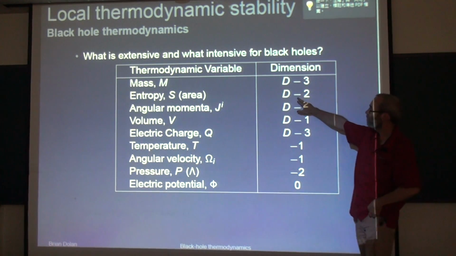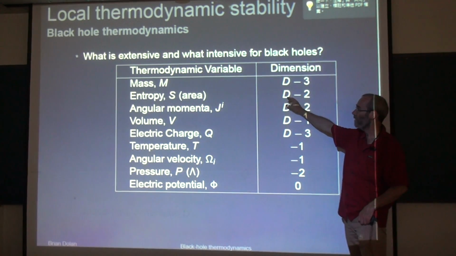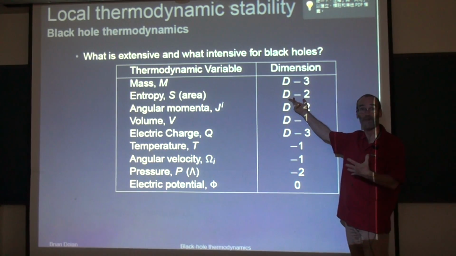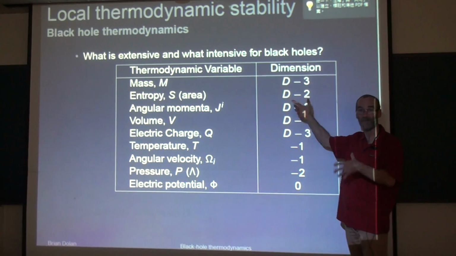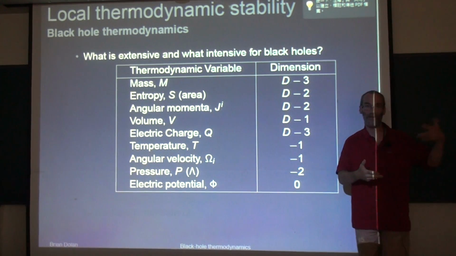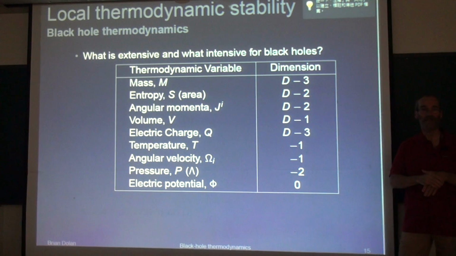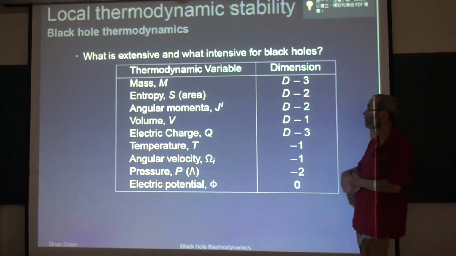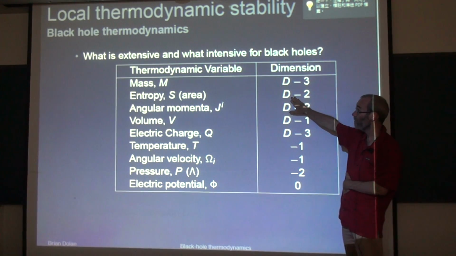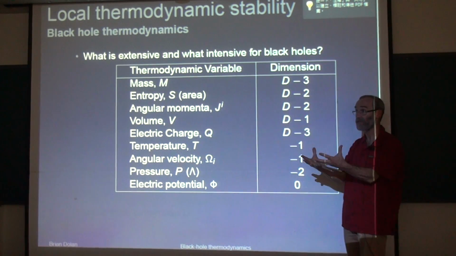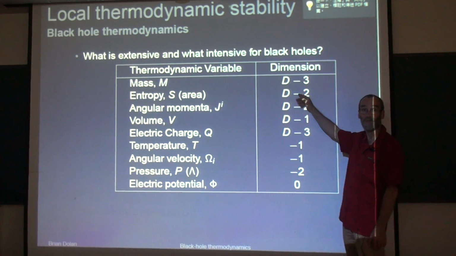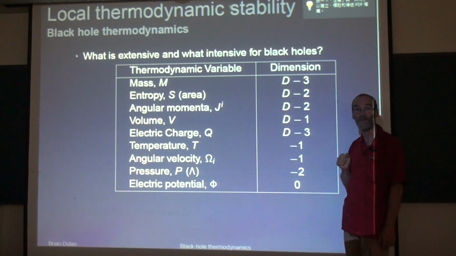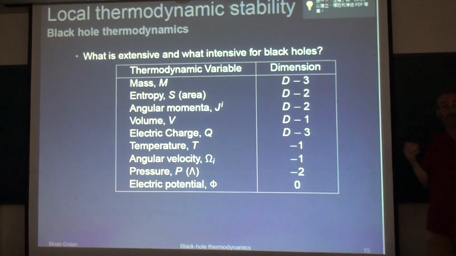So for a space-time dimension capital D, the entropy, the area of a black hole, has dimension D minus 2. So you take a space-time dimension, you throw away time, you throw away the radial coordinate, and you've got a D minus 2 dimension. So in 4 dimensions, the event horizon is a 2-dimensional sphere. But in 5 dimensions, the event horizon would have dimension 3, and so on.